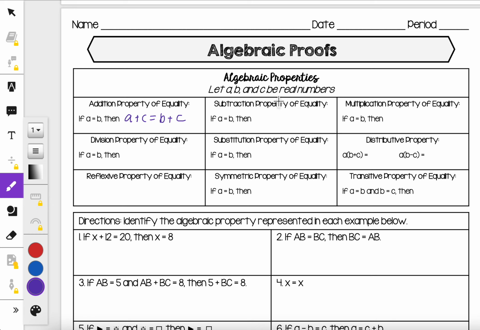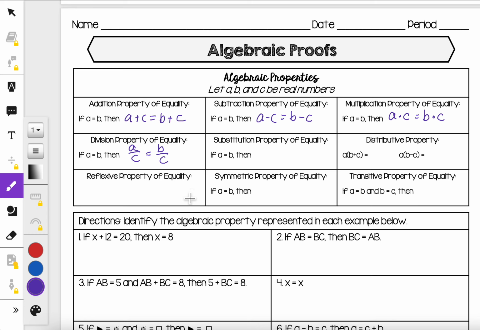So subtraction is going to say if A equals B, then A minus C equals B minus C. Our multiplication property is if A equals B, then A times C equals B times C. And the division property says if A equals B, then A divided by C equals B divided by C. Okay?